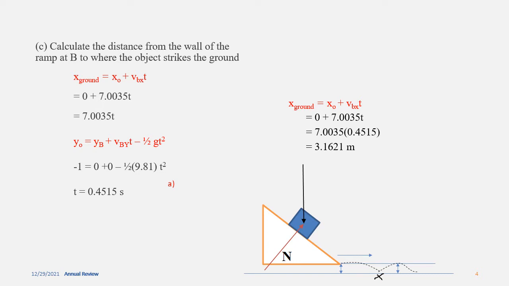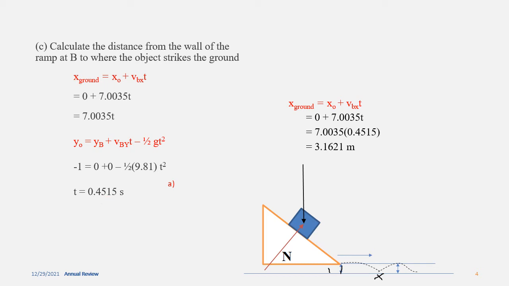By this equation, y naught equals yb plus vby t minus half g t squared. Y naught is negative 1 because y naught is here, which is 1. So when the object falls down, it becomes negative 1 from the 0. From here to here is 1. So here this is the origin. Because this is the origin, the y naught becomes negative 1.